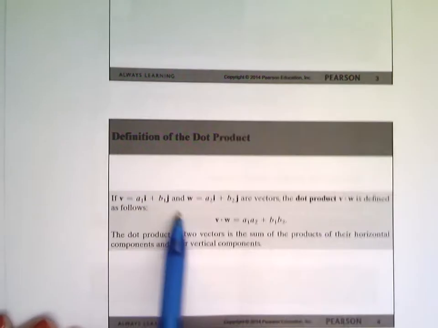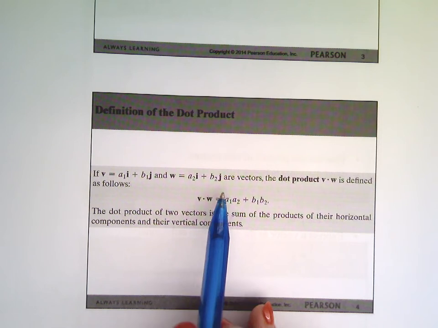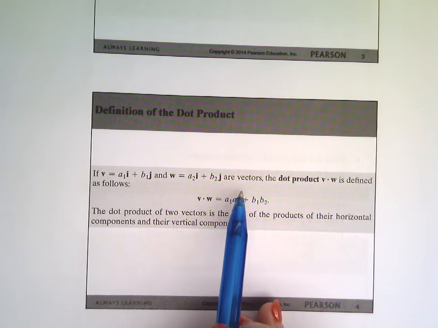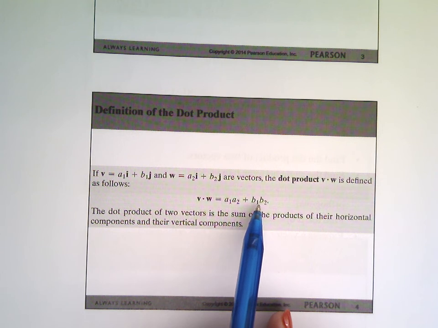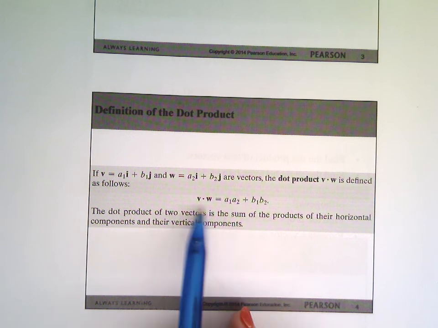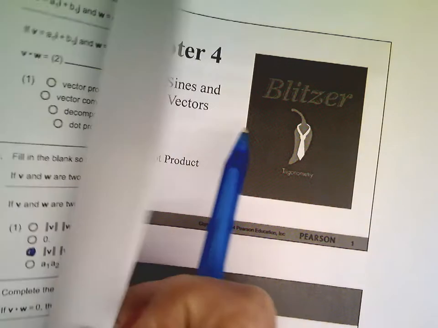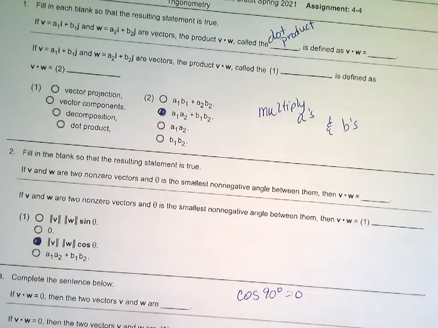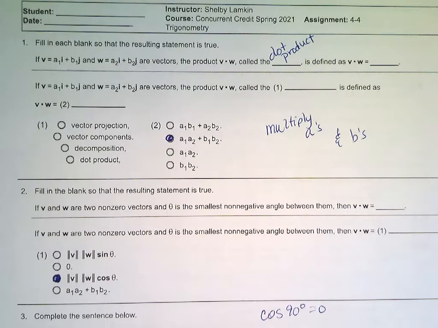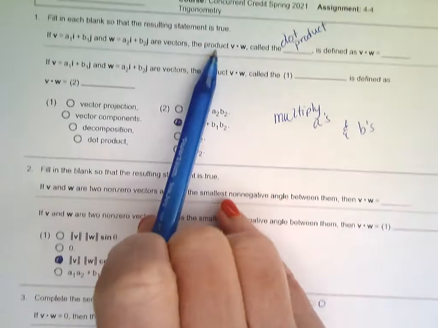It's called dot products. The definition of a dot product, basically you're going to multiply the two A values together and multiply the two B values together, and you're going to add them together. So it's not that difficult of a concept at all. So let's go ahead, let's look at some of the homework problems, and I'll be referring back to these notes periodically. The first question says, fill in the blank so that the resulting statement is true.